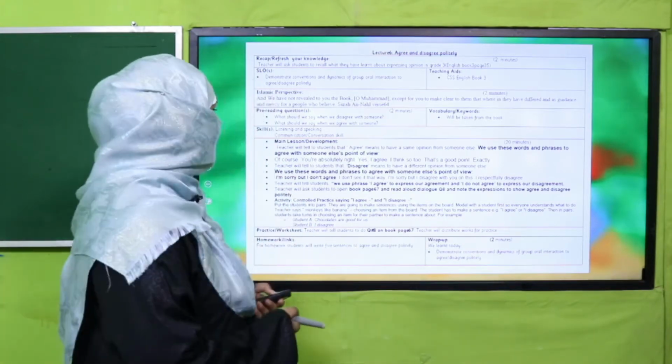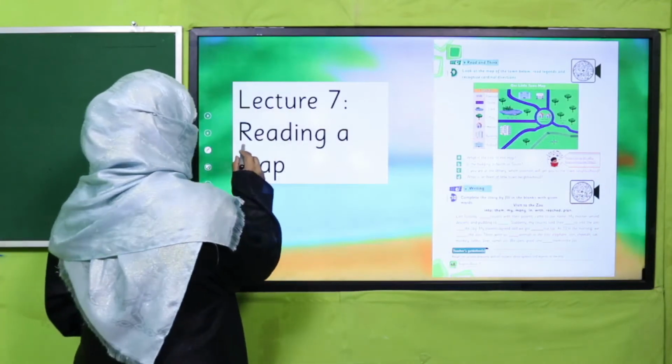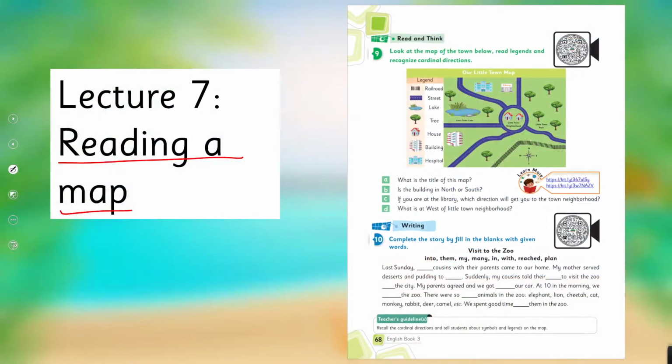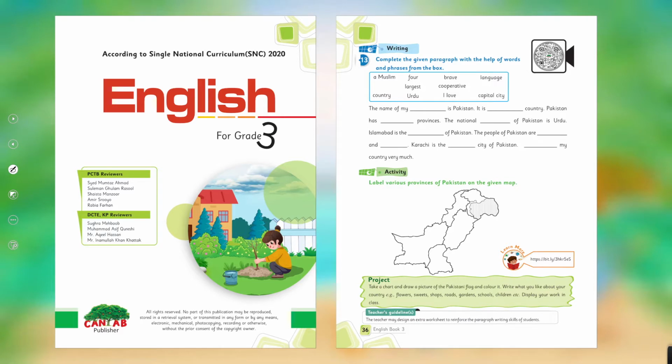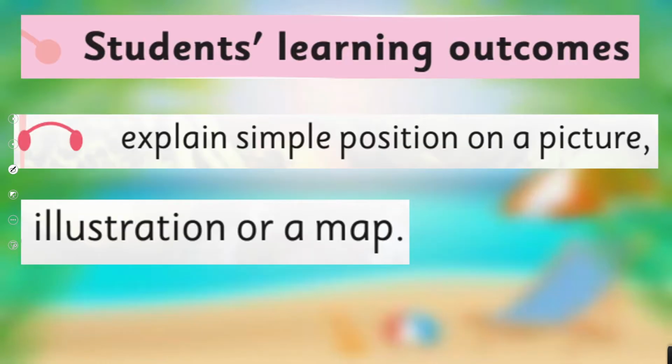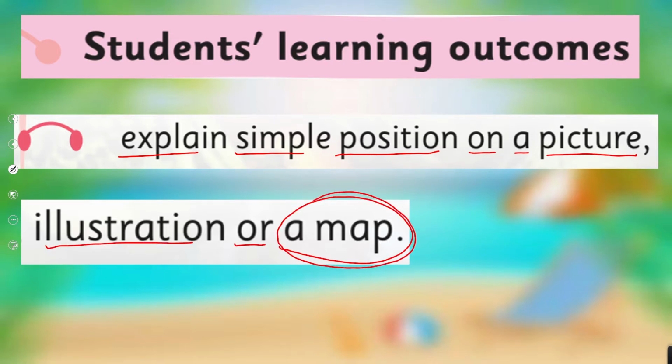Yes, my dear students, today we are going to learn reading a map. Before this, on page number 36 of your book, we have labeled the map of Pakistan. So you know what the map is. I hope you remember. If not, you may watch this video lecture again. And we are going to learn further to explain simple position on a picture, illustration or a map. So today our focus is a map. This is our today's SLO.